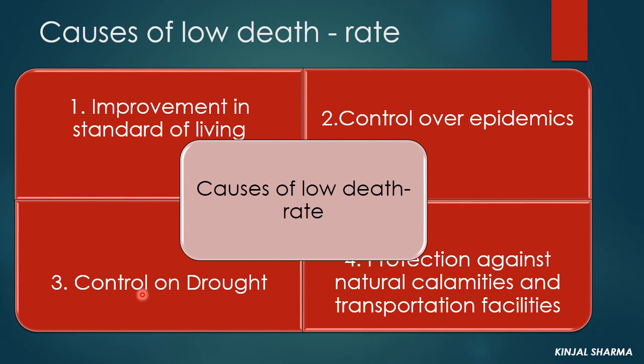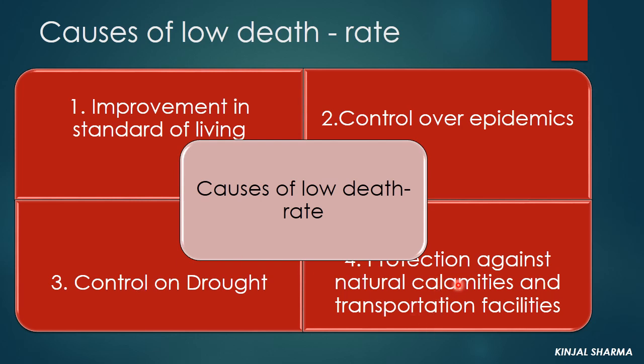And food grains we can easily transport from one place to another. That is, where the food grains are in abundant supply, it is more in supply, we can supply it to the areas where it is scarce or where there is less amount of food grains. So we can prevent people from starvation related deaths.